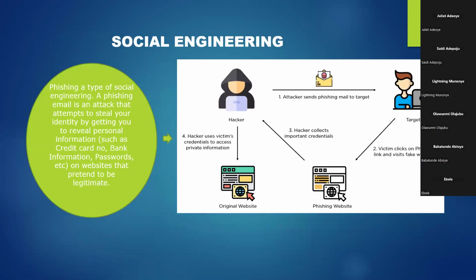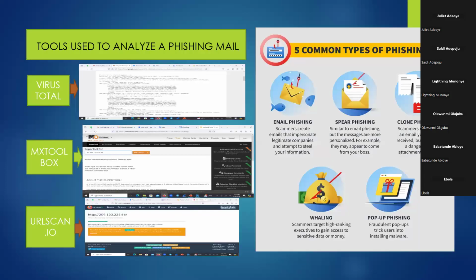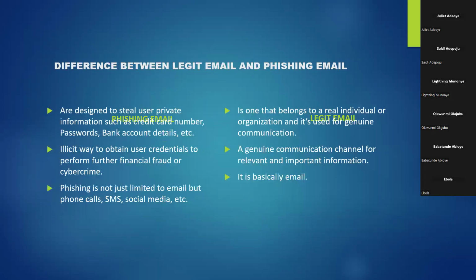Social engineering is all about phishing. A phishing email is an attack that attempts to steal identity by getting you to reveal personal information to those who are not supposed to have your information. We have different tools for analyzing it. We have VirusTotal, MX Toolbox. You realize these are analyses of these tools, as well as the types of phishing.